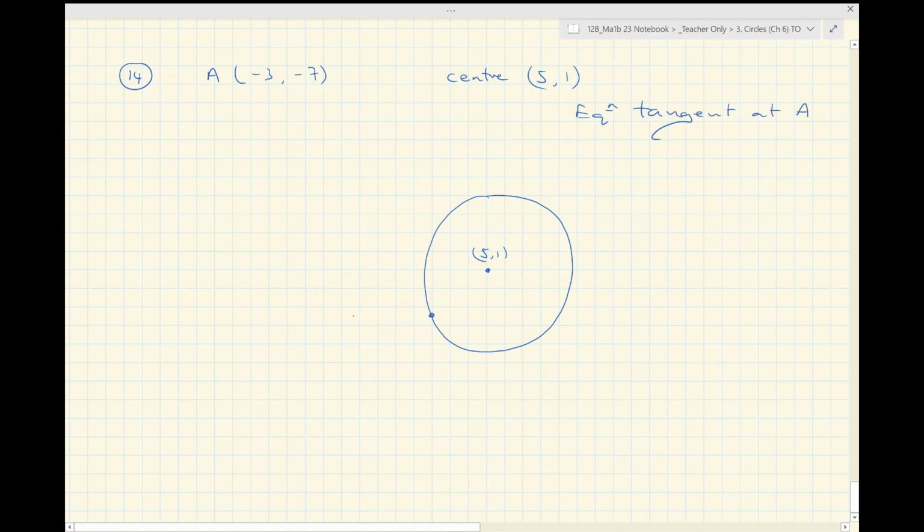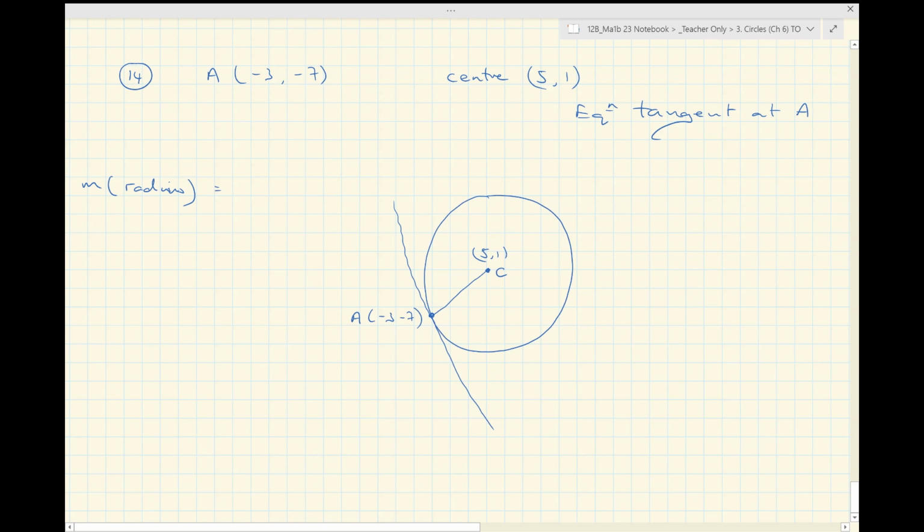Okay, and that is the point -3, -7. And I'm being asked for the equation of the tangent there. So what I'm going to do is find the gradient of the line CA, first of all. So the gradient, the m of the radius there, the gradient of the radius.